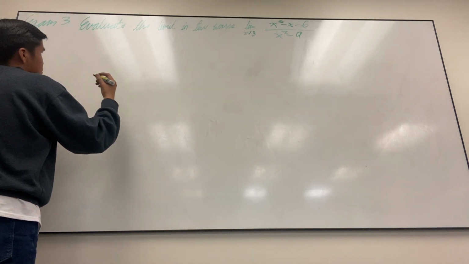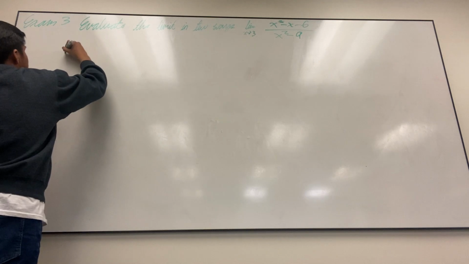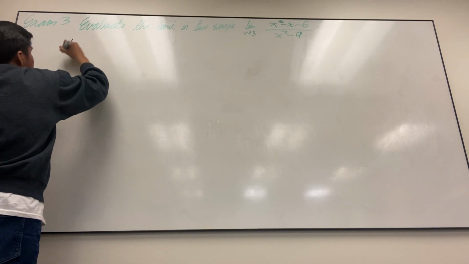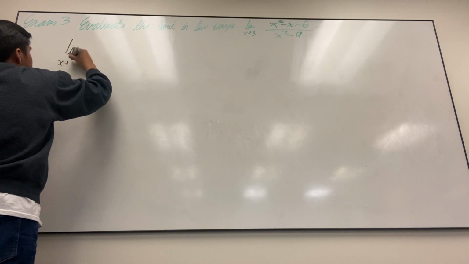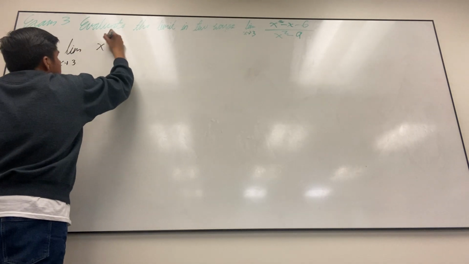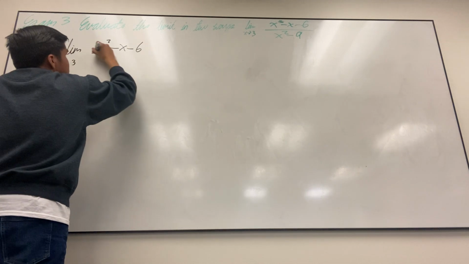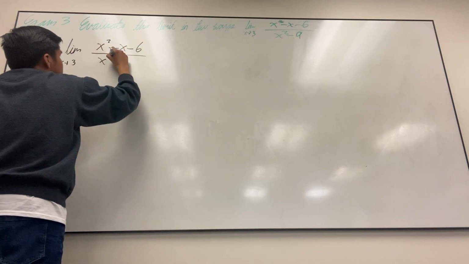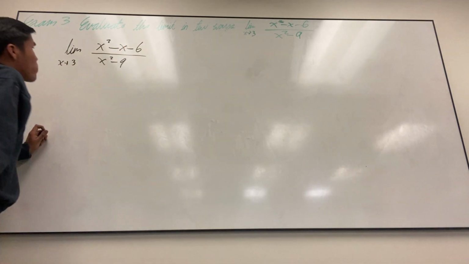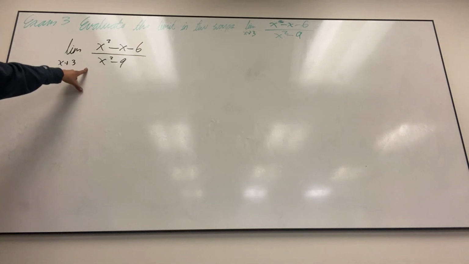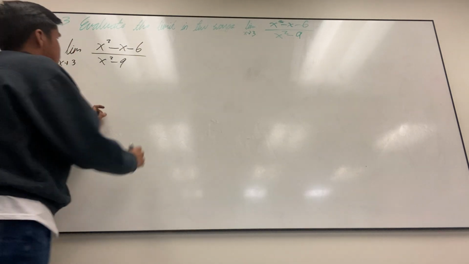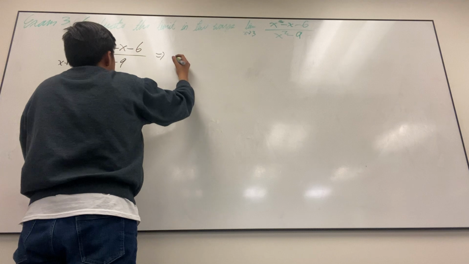So the first way we'll do is without L'Hopital's rule. We have the limit as x approaches 3 of x squared minus x minus 6 over x squared minus 9. Here, we don't necessarily have to use L'Hopital's rule. We can factor.